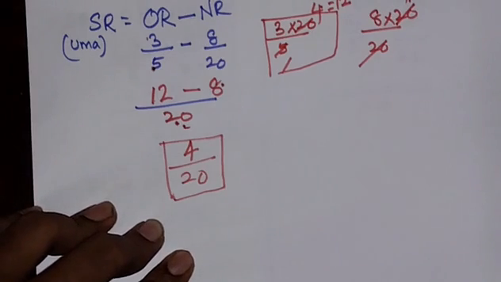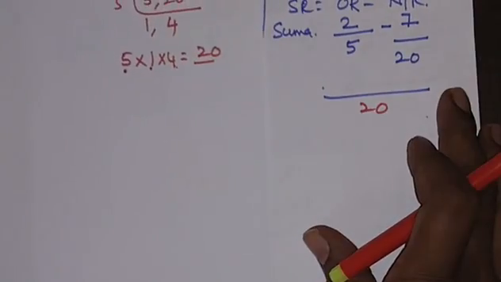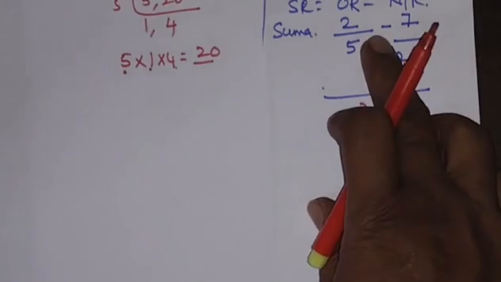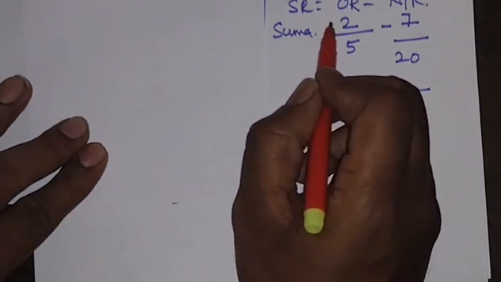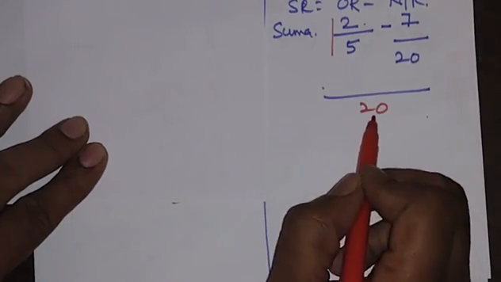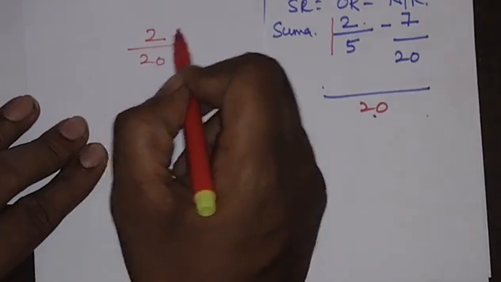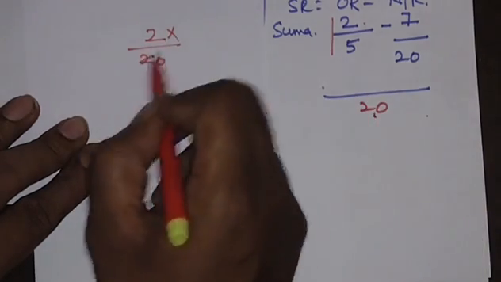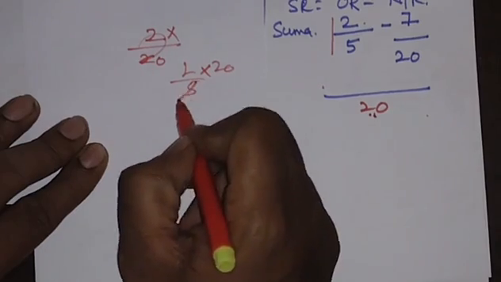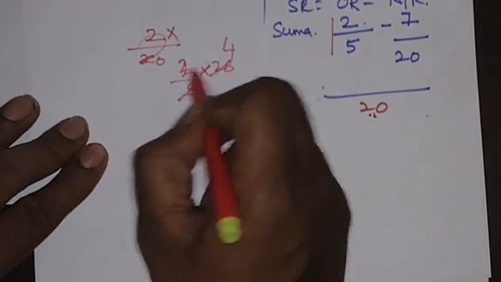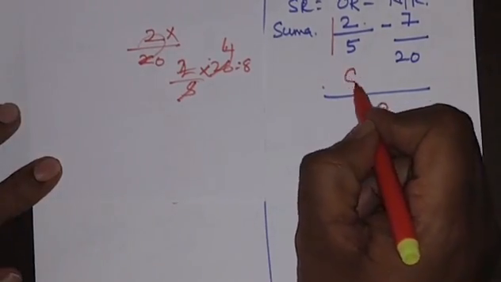Now in the same manner we should calculate the sacrifice ratio for another person, Suma. Now you see this 2 by 5, that should be multiplied with this 20. See that calculation. 2 by 5 multiply by 20. 5 ones are 5, 5 fours are 20, 20 twos are 8. That 8 I am writing here.